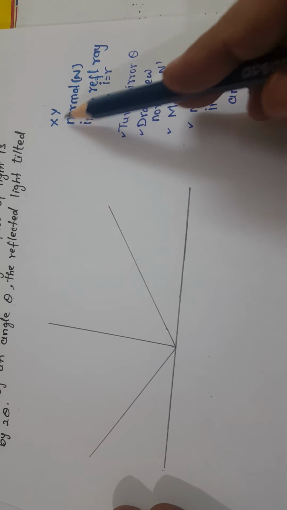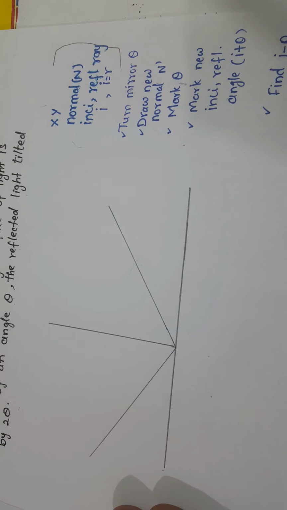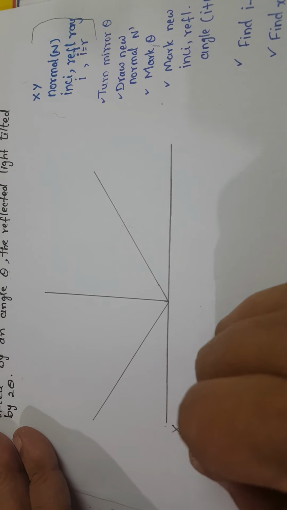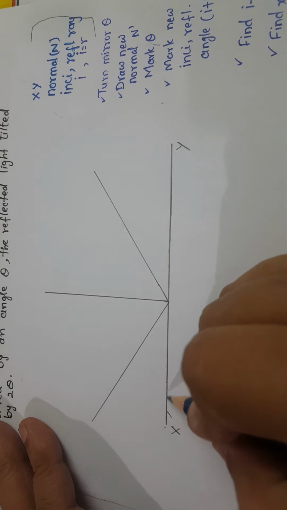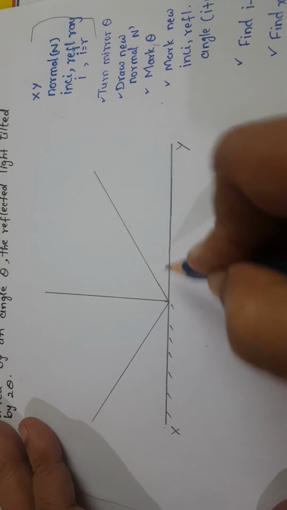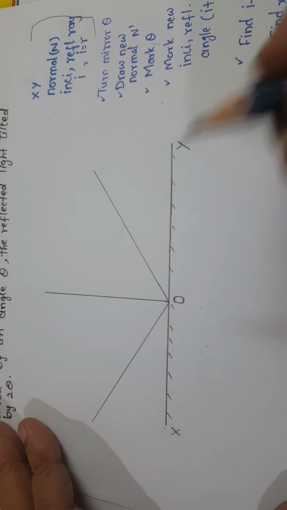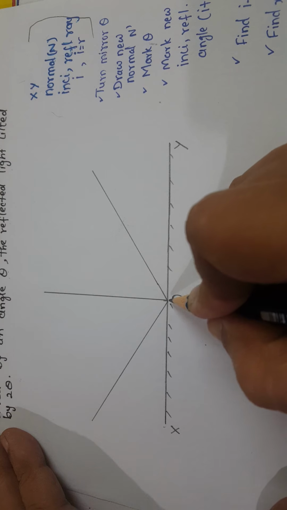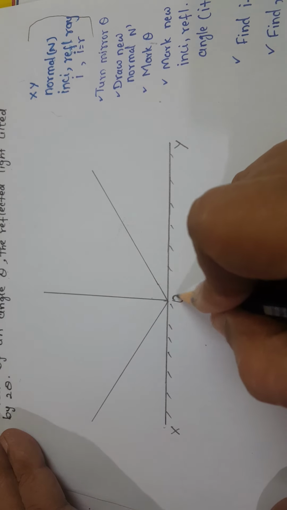First we will finish off this part. Let this be XY. This is the mirror. Okay, so I have to shade it. So XY is the mirror and O is the point of incidence, where the incident ray, the reflected ray and the normal, all the three, will meet at the point O.